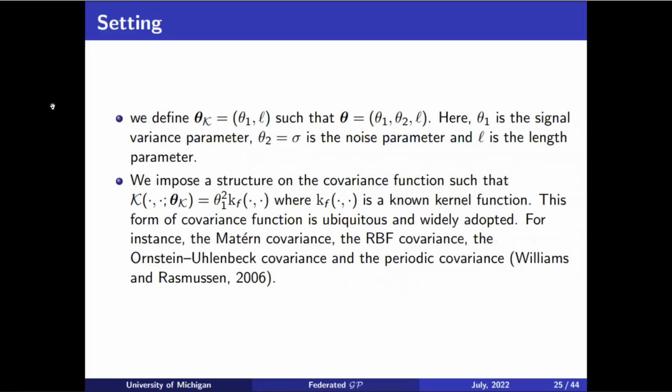Now let me present some setup for our theoretical results. We define the kernel parameter theta as theta_1, theta_2, and L. Here, theta_1 is a signal variance parameter in the Gaussian process, theta_2 is a noise parameter, and L is a length parameter. We will impose a structure on the kernel function such that it equals theta_1 squared times a kernel function. This structure is very widely adopted, for example, the Matern kernel or the RBF kernel.